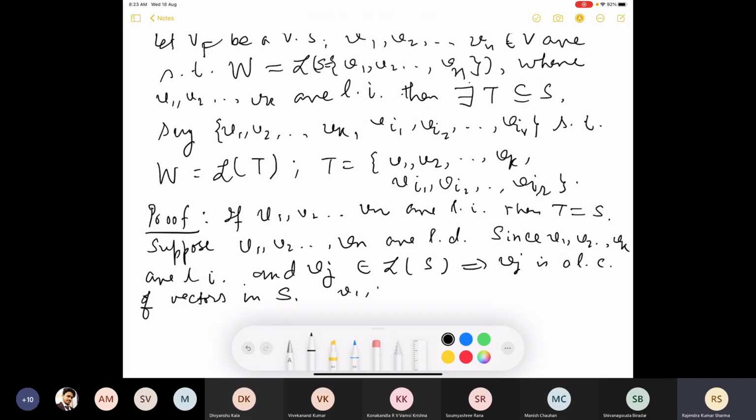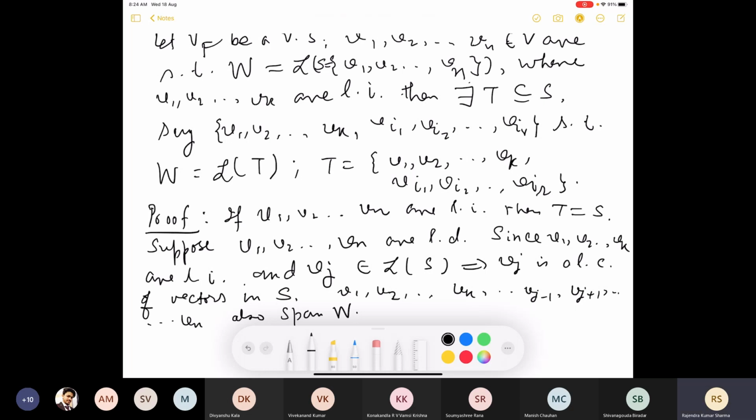So v1, v2, vk, they are linearly independent, so they cannot be dropped. And then up to vj minus 1, since vj is a linear combination of the others, and therefore vj plus 1 and up to vn. So this also spans W, because W is the linear span of all v1, v2, vn, and vj is a linear combination of the vectors, and therefore vj can be dropped.